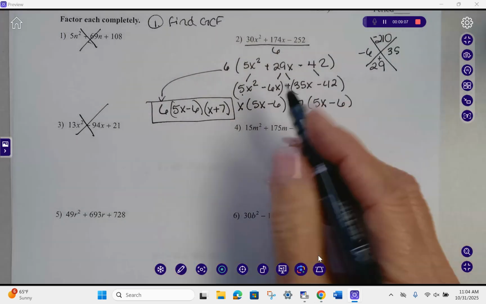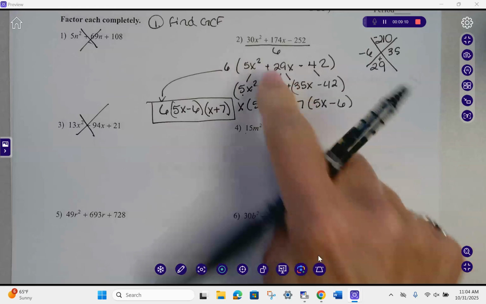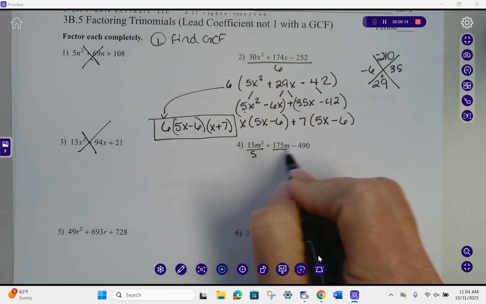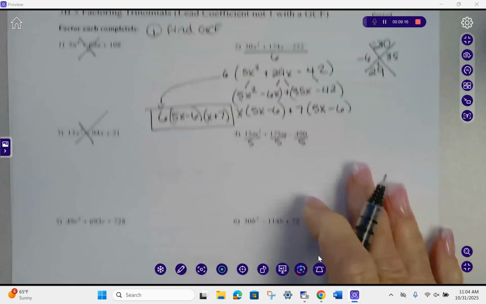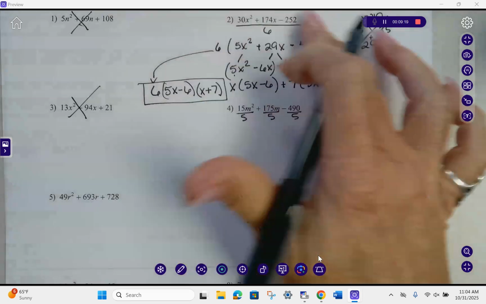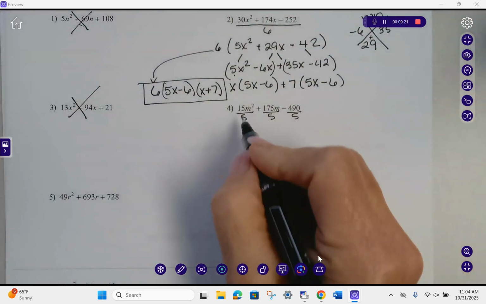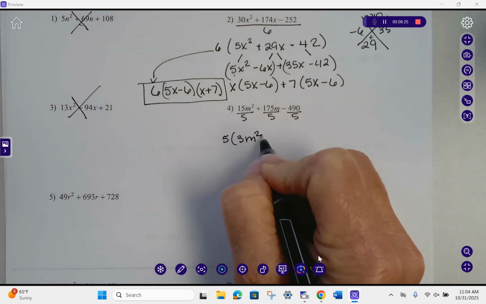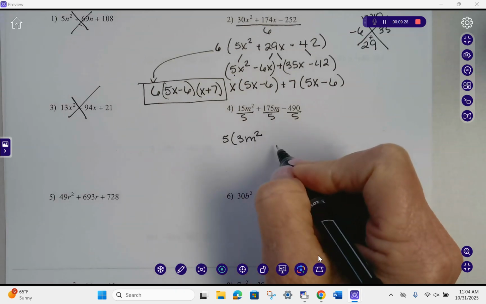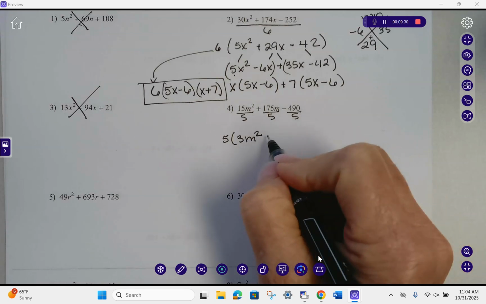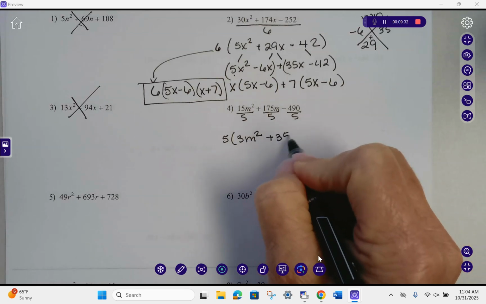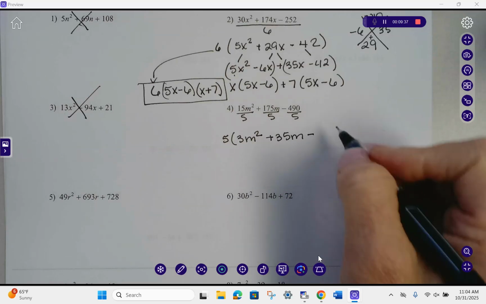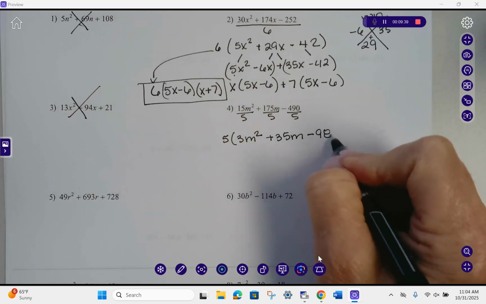And let's go ahead and factor a 5 out of everything. Now, earlier I drew one big line. If it helps you to do each term individually, do each term individually. It doesn't matter, but just make sure everything gets divided. So we factored out that 5. We're left with 3m squared. 5 out of 175, that would leave us with 35m. And a -490 divided by 5 leaves us with a -98.